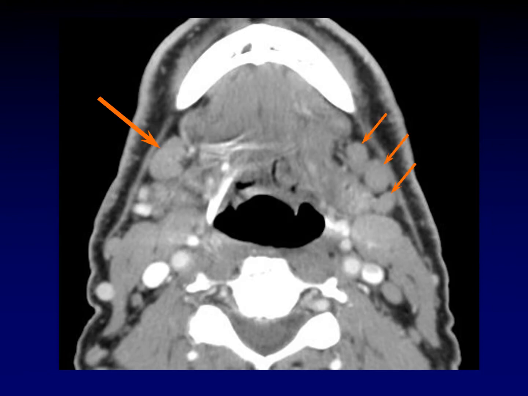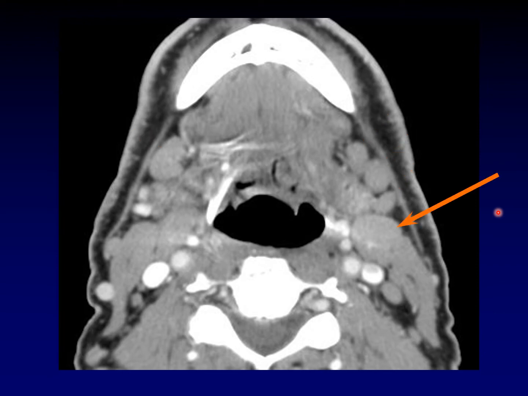How about all of these nodes here? Well, this is the submandibular gland. So these nodes right next to the submandibular gland are going to be submandibular lymph nodes. In particular, nodes that are anterior and lateral to the submandibular gland are in the submandibular triangle, level 1.